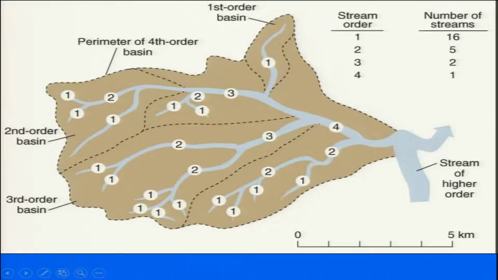What has been done is that at the boundary here, we have two smaller streams, or first order streams. If they join here, then this becomes second order, and when two second order streams join, the downstream stream is considered third order, and when two third order streams meet, it becomes the higher order. So, this is what we usually do.